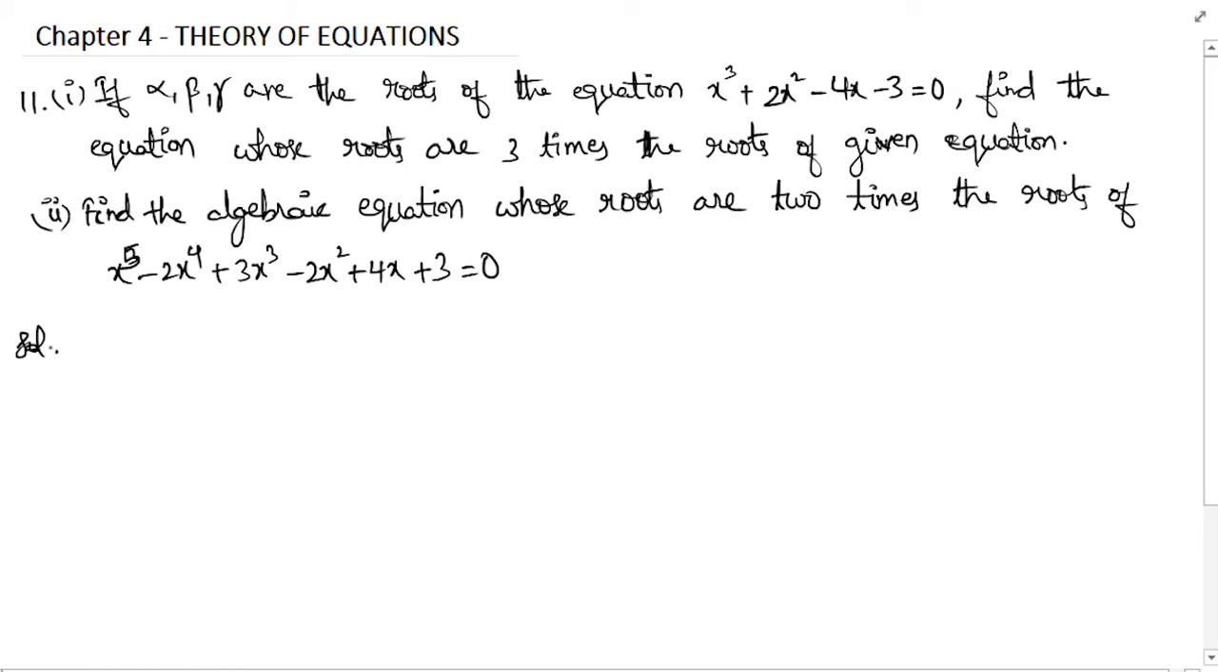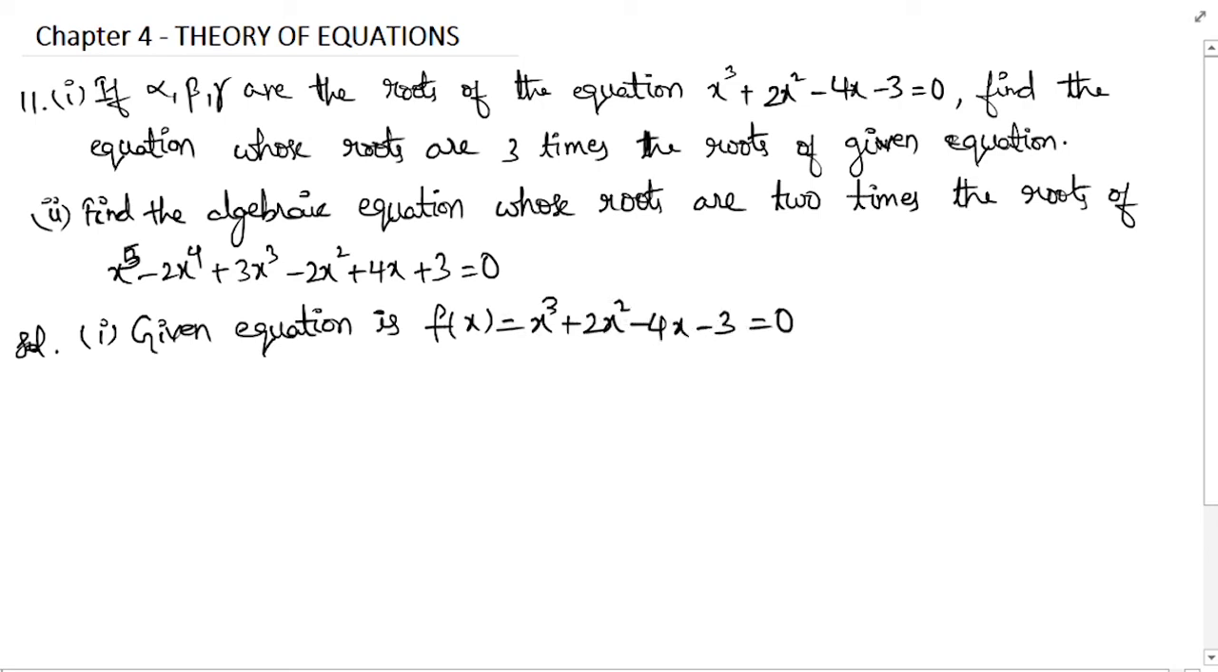Now we'll move on to the 11th question. Here two bits are given, so first we'll go with the first bit. If α, β, γ are the roots of the equation given, find the equation whose roots are 3 times the roots of the given equation. The given equation is f(x) = x³ + 2x² − 4x − 3 = 0. So what is the required equation?